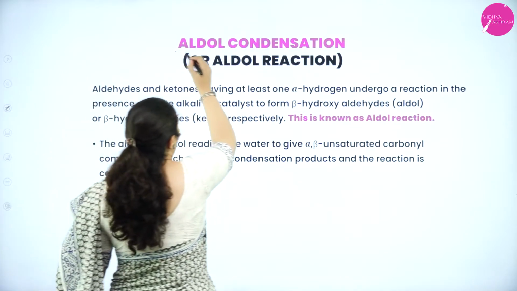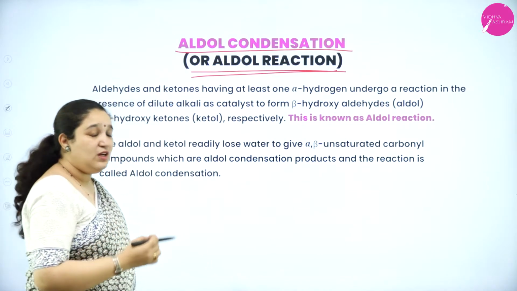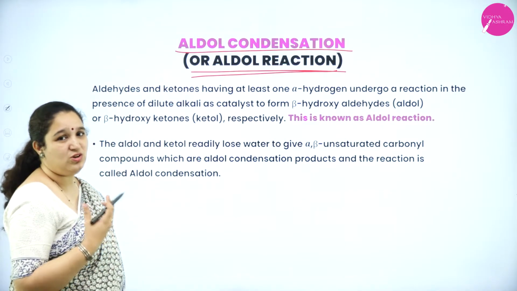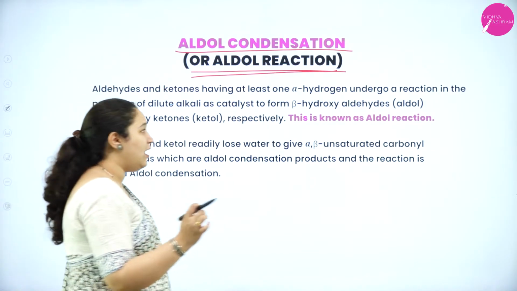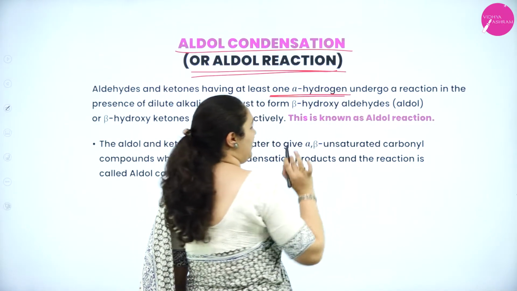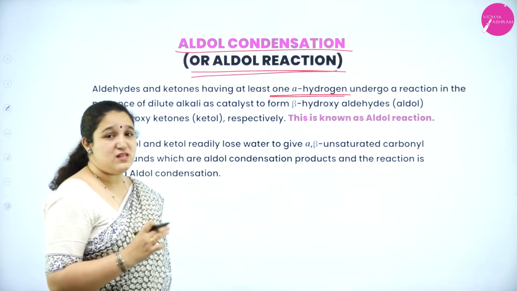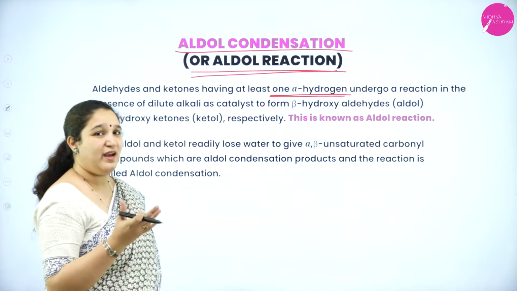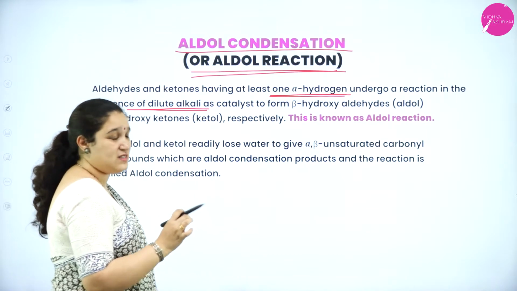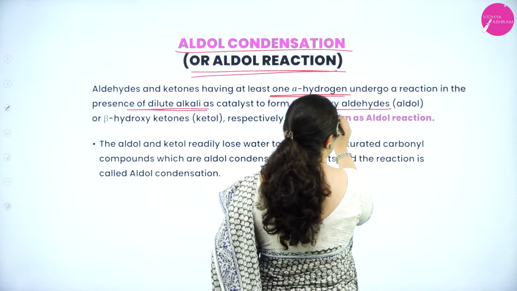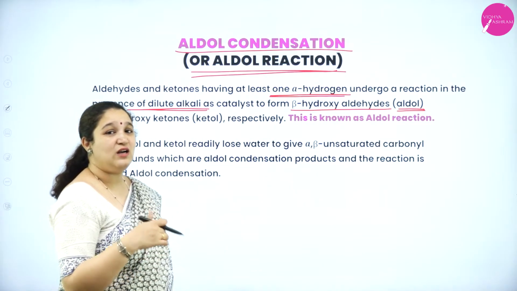First one is aldol condensation or aldol reaction. Okay. Now what is the meaning of aldol condensation or aldol reaction? Aldehydes and ketones having at least one alpha hydrogen should be there for aldol condensation to happen. Okay. In the presence of alpha hydrogen in an aldehyde or a ketone, and in the presence of dilute alkali as a catalyst, beta hydroxyaldehydes called as aldol is formed, and this is called as aldol reaction.